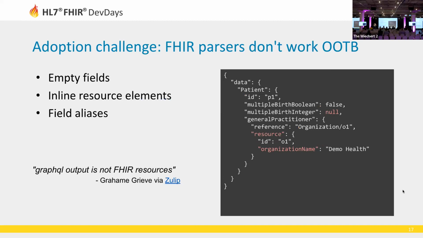And on the adoption side, we realized that people had some FHIR parsers that they were using already, and initially we were like, oh yeah, if you just request all the fields on each resource type, then you can use your FHIR parser. It'll continue to work. And we realized quickly that there were some exceptions to this. One is that there are empty fields. GraphQL can return empty fields, and in FHIR, empty fields are not allowed.